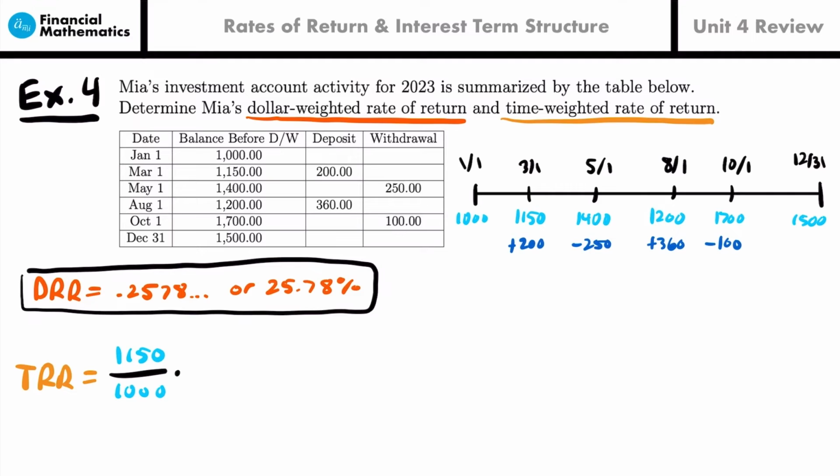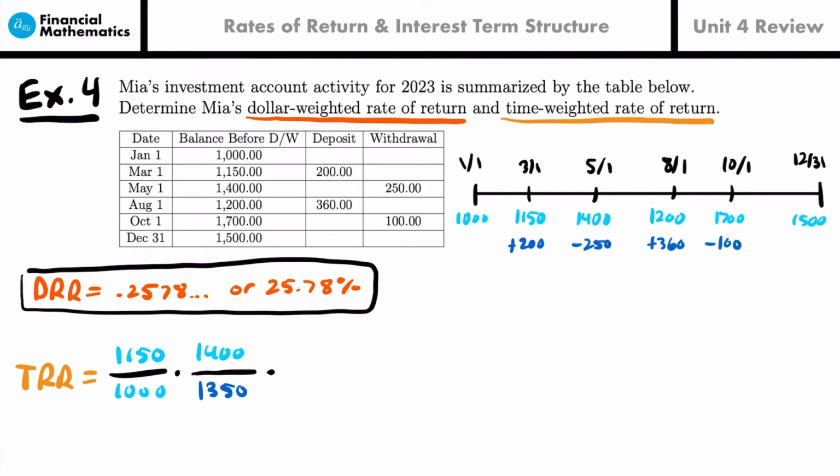Then you want to multiply by a fraction where the numerator is the next reported balance, which is 1,400. So we have 1,400, and then you are dividing by the previous reported balance plus or minus any cash flows. In this case, we want to add 200. So we have 1,150 plus 200, which is 1,350. All right, so I'll write 1,350.